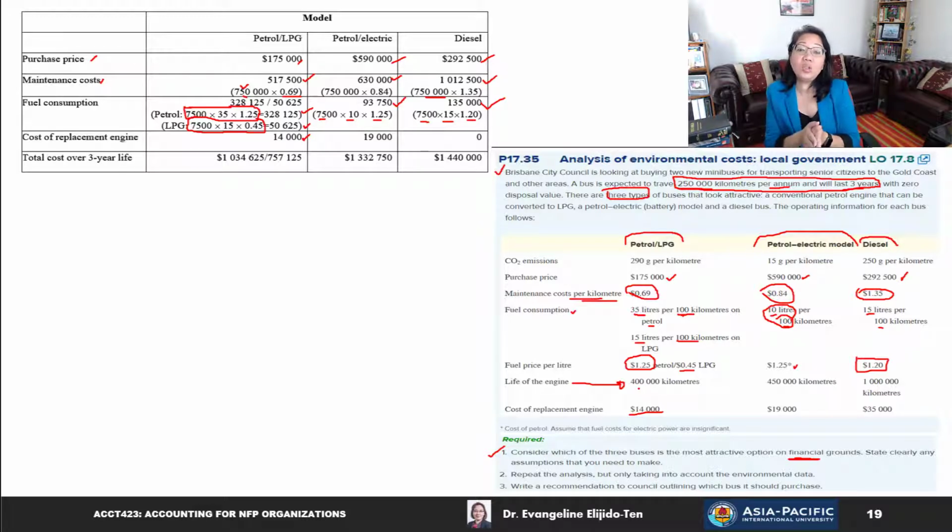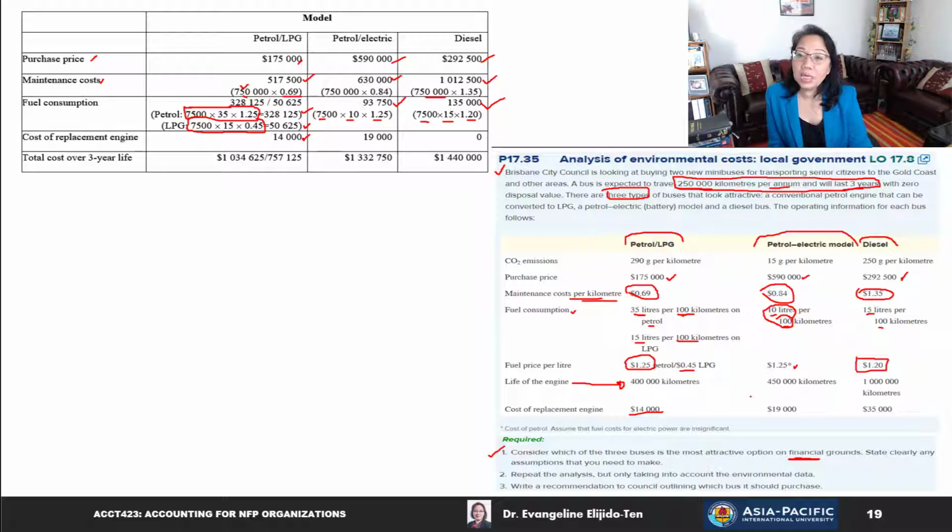And when do we need to replace it again? At the end of another 400,000. By then, the 750,000 kilometers have already been run. So that means we only need to replace it once. 14,000 would be the cost of replacing the engine once in 3 years.